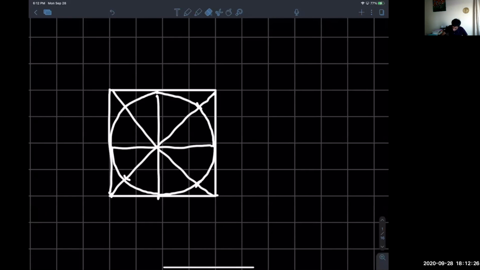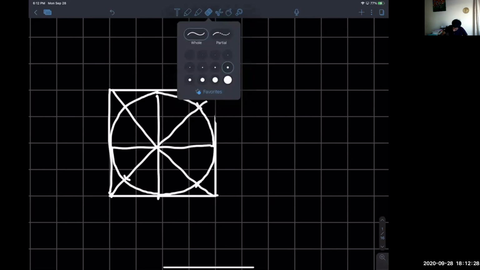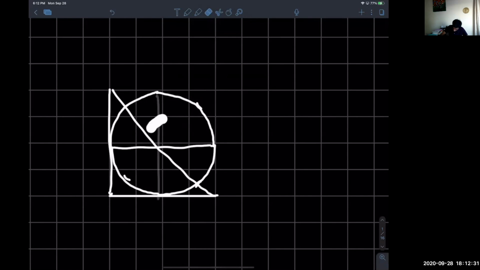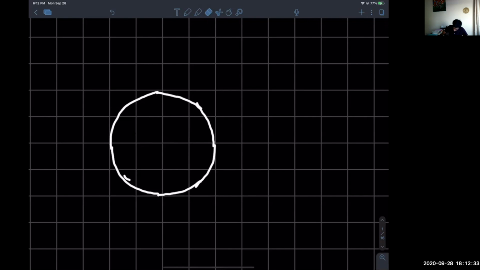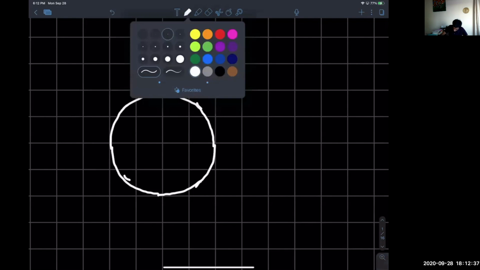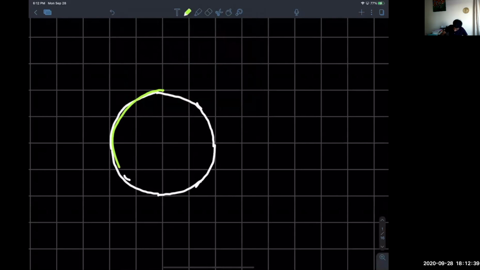And then if you remove all the construction lines, oops, then you will have a pretty beautiful circle, right? This is pretty beautiful. Let's see how it matches onto a perfect circle.